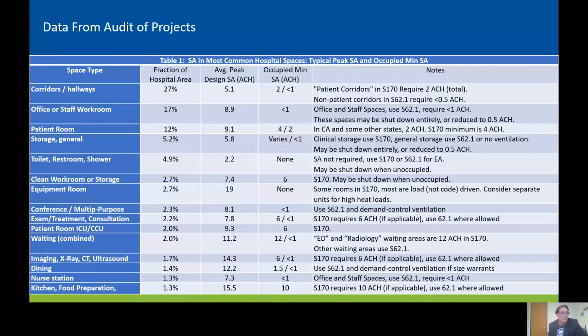Patient rooms and storage rooms and toilet rooms round out the top 5. Patient rooms we found frequently designed at about triple the minimum, so there's a 60% opportunity for turndown. Storage rooms can actually be shut off when they're unoccupied. And toilet rooms also can be turned down or shut off when they're unoccupied, although we haven't seen any designs that actually do that. What you can see here is that just in the top 5, there's a big opportunity for turndown to the code minimum. So the opportunity is quite big.